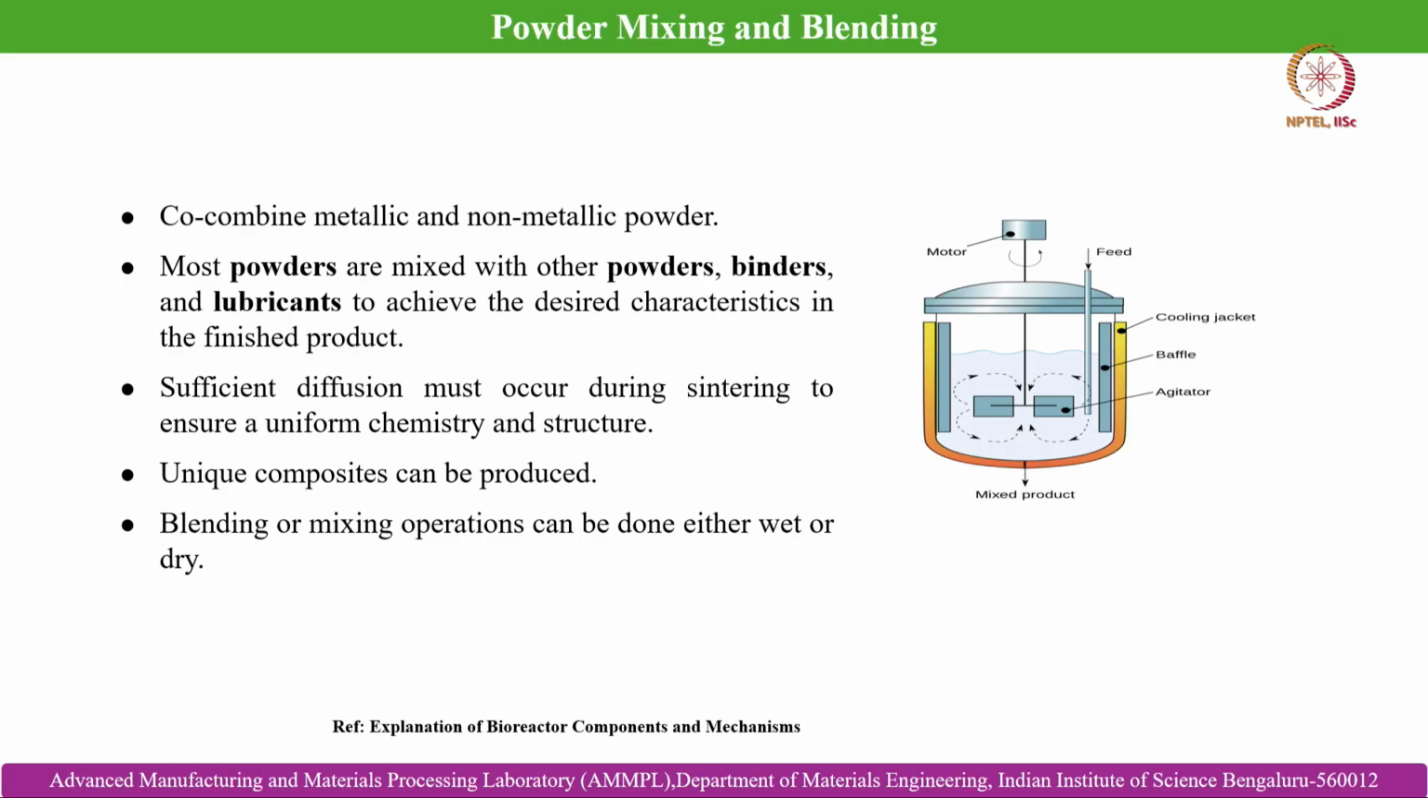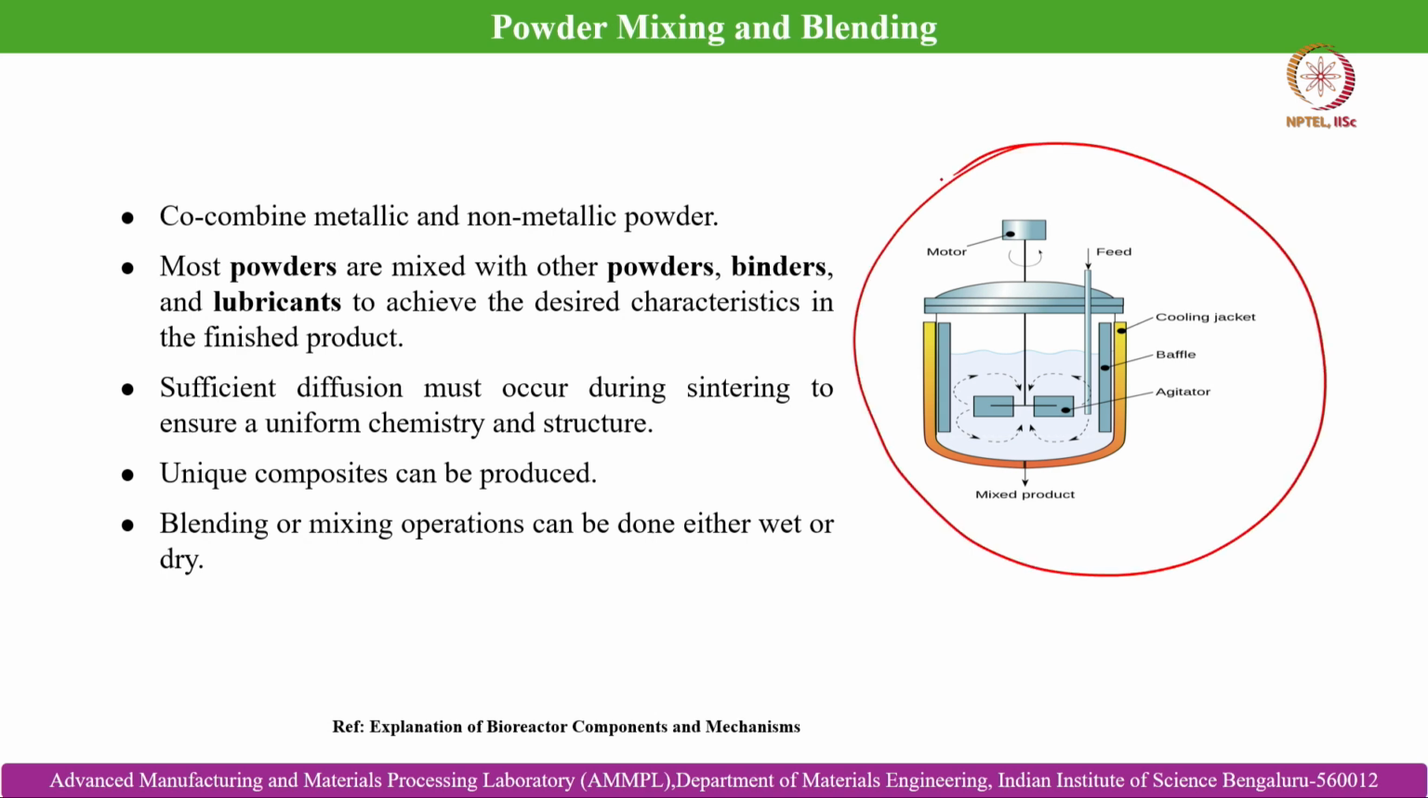First in the process is mixing or blending, like we have discussed earlier also, where we combine metallic and non-metallic powder with additives to get the desired mixture. Most powders are mixed with other powders, binders and lubricants to achieve the desired characteristics in the finished product. This is a typical example of a mixer or agitator.